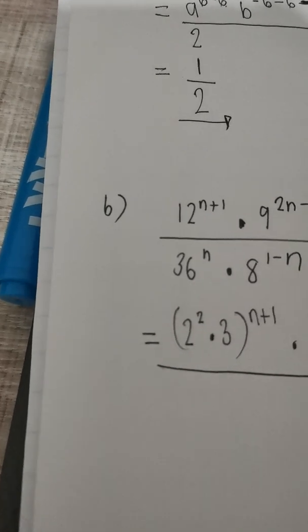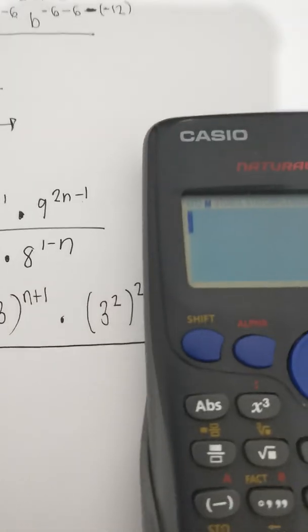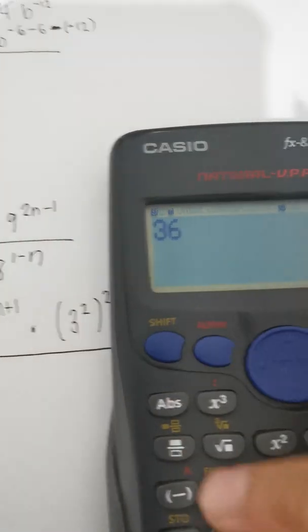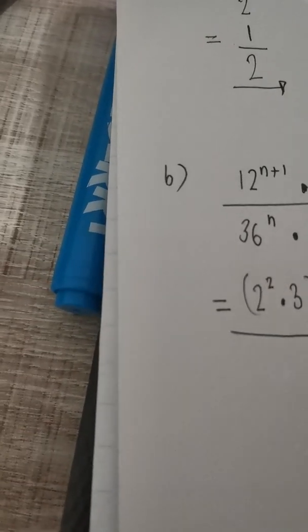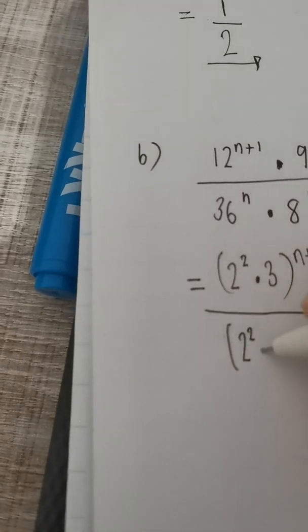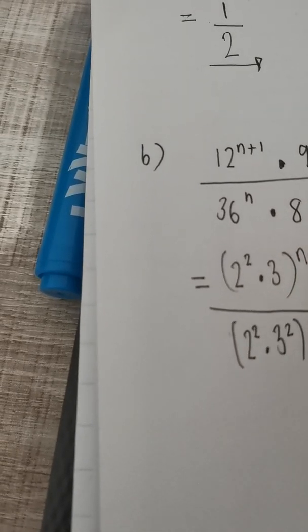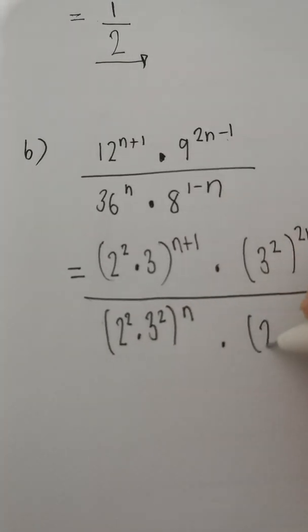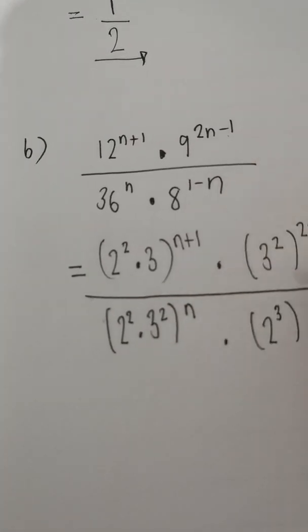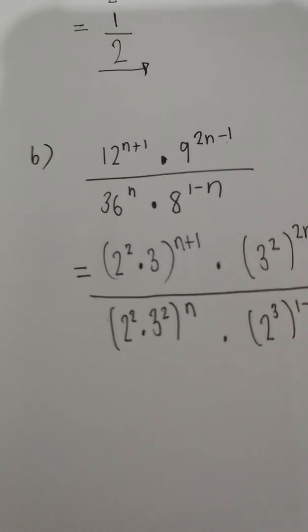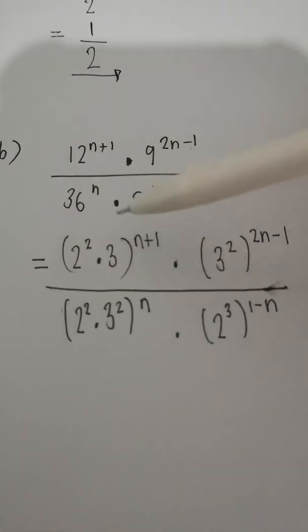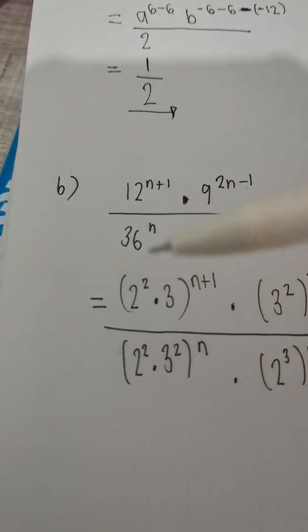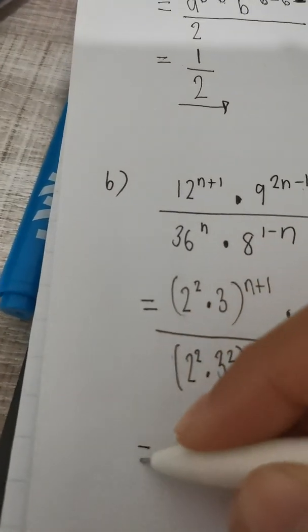36. What would that be? 3 squared times 2 squared. Yes, 2 squared times 3 squared, to the power of n from there. And 8 can be written as 2 to the power of 3, and it's to the power of 1 minus n. Now we can multiply, because it's something raised to a power to another power, we multiply the exponents.